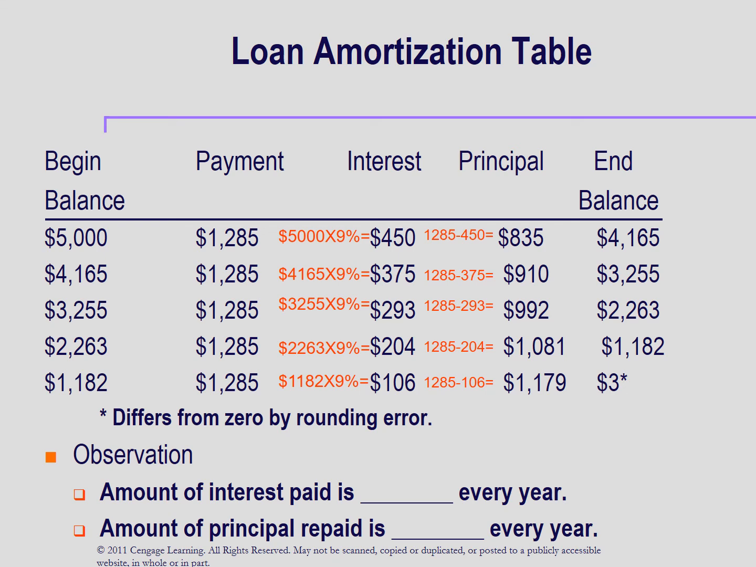This is a loan amortization table. For each period, the interest payment is calculated by beginning balance times interest rate. The principal repayment is calculated by the loan payment less the interest payment. The ending balance is calculated by the beginning balance less the principal repayment. We observe that the amount of interest paid is decreasing every year, and the amount of principal repaid is increasing every year.